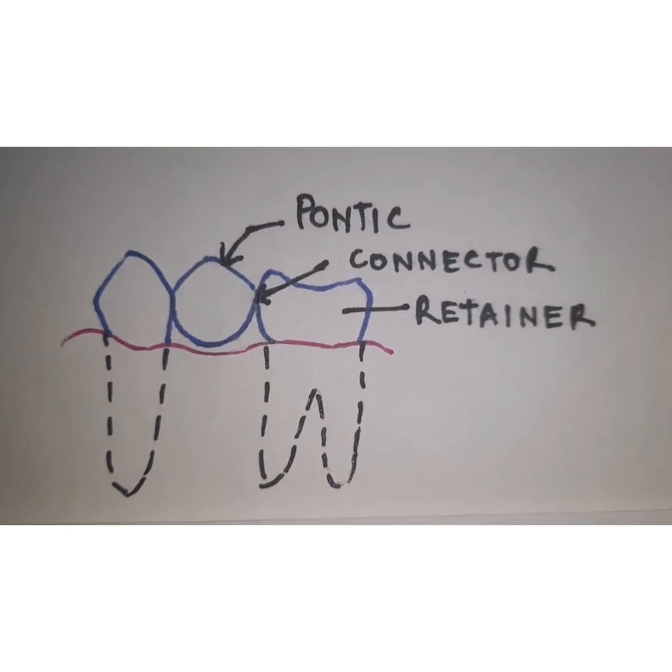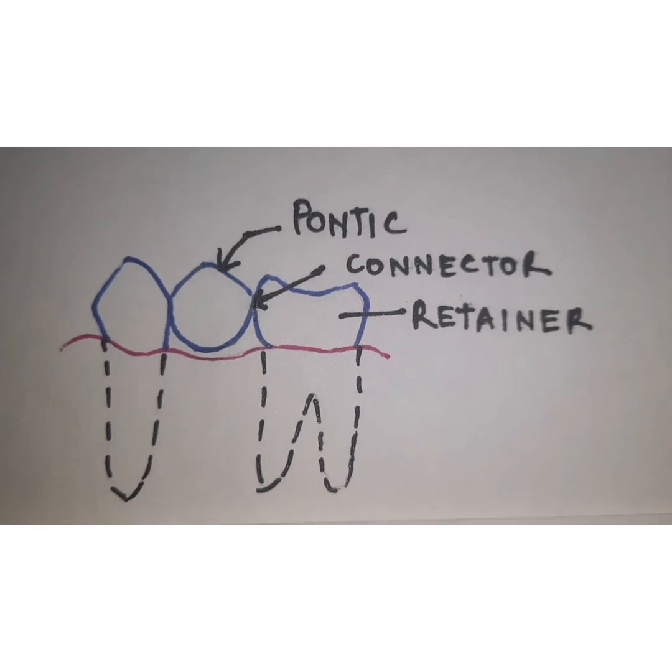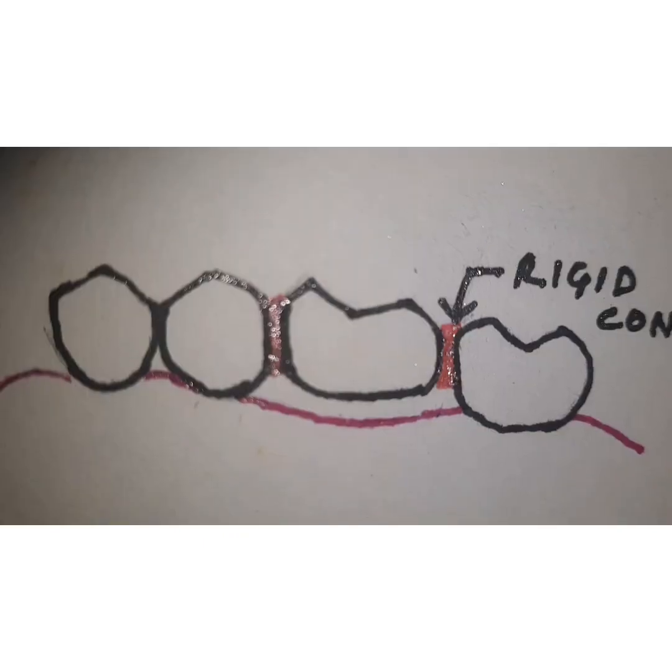And non-rigid connectors are of three types. They are dovetail, split Pontic and cross pin, and wing type of non-rigid connectors. Now let us see each of them one by one.